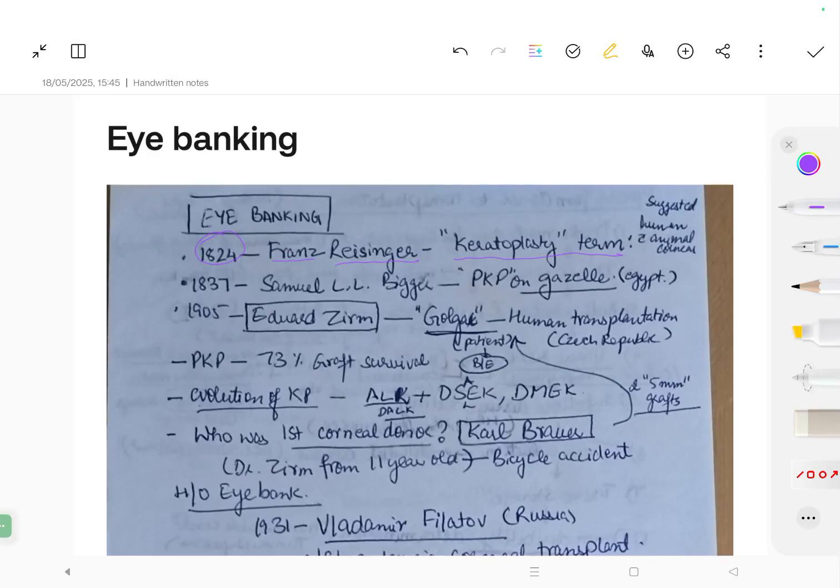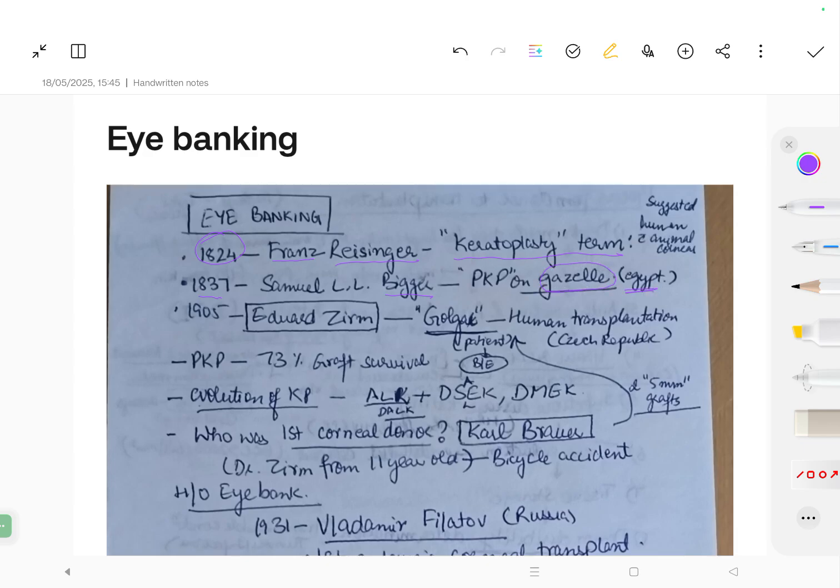Today we will discuss eye banking. The term keratoplasty was first given by Franz Reisinger in 1824, and he suggested replacing human corneas with animal corneas. In 1837, another scientist, Samuel L. Bigger, did a PKP on animals, on a gazelle in Egypt.